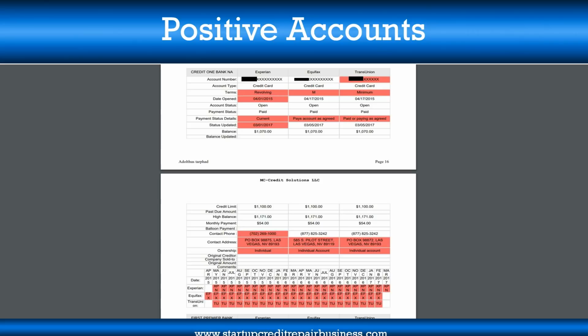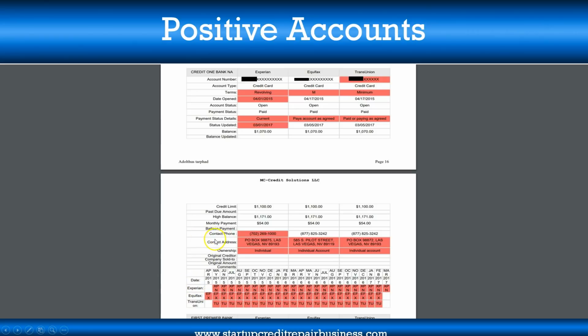What I am recommending is that the analyzer highlights potential issues with positive accounts that you as a credit repair expert have to make a decision on whether you want to reach out to the creditor or not to fix these problems with the credit report, even on positive accounts. All right. So what I look for and what I recommend that you look for with positive accounts is primarily the payment history and the balance.